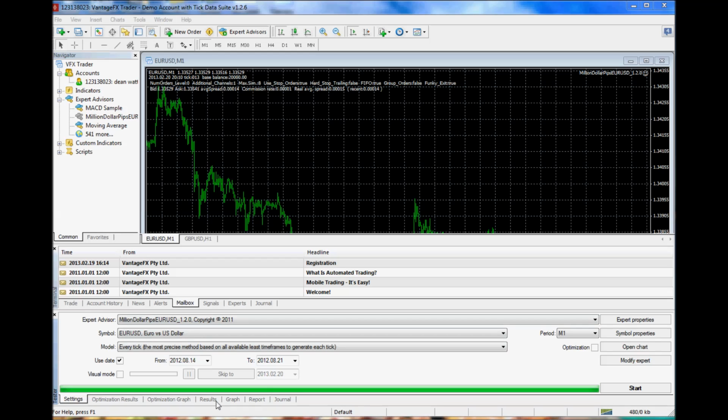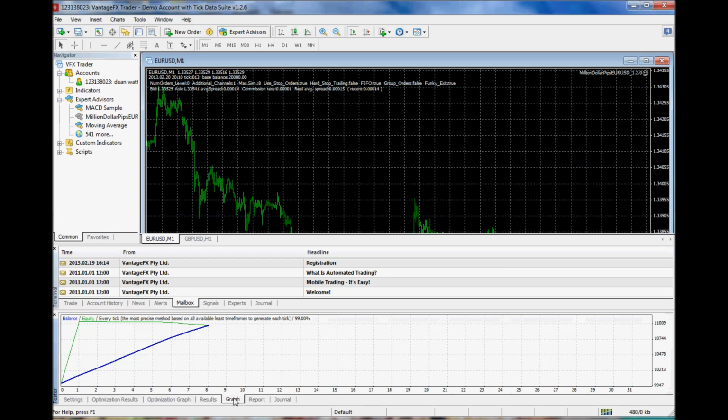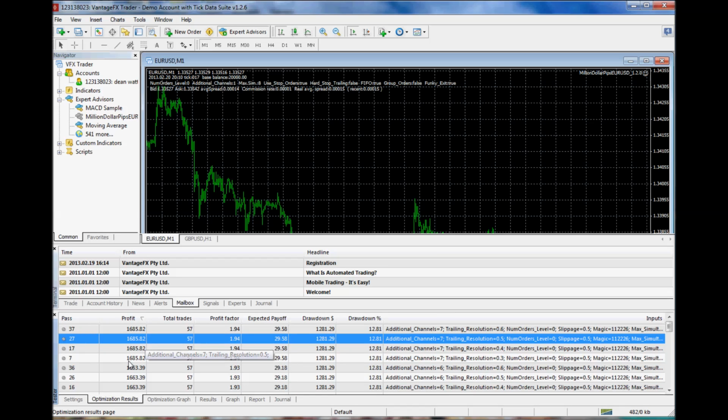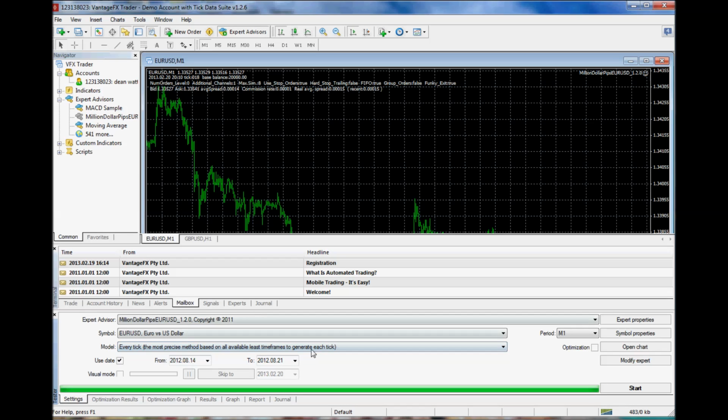Okay, so now we've got it through, so we just have a look at the results and the graph. Again, 99%. And what we're saying here is the total net profit for that week would have been 986. So now you can see, by doing a walk forward optimization, by letting the computer itself determine what the best settings are for that time period, we can then move forward and test it.